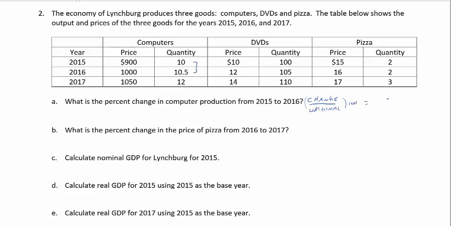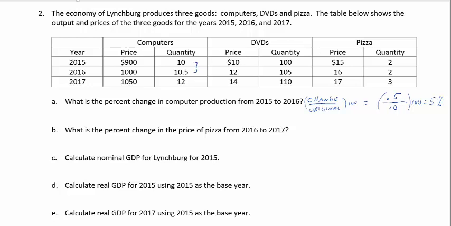So in this case the change is 0.5, the original number of computers is 10, you multiply by 100 and you get 5%. So the output changed by 5%.